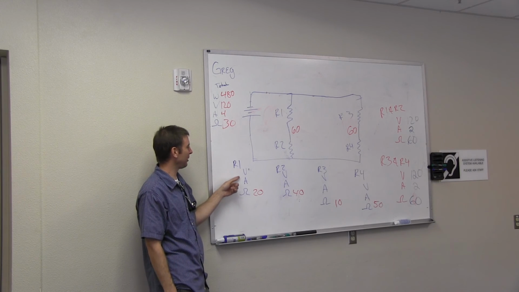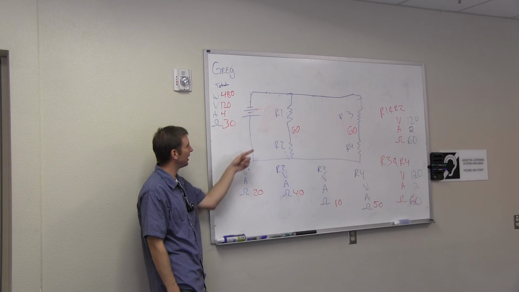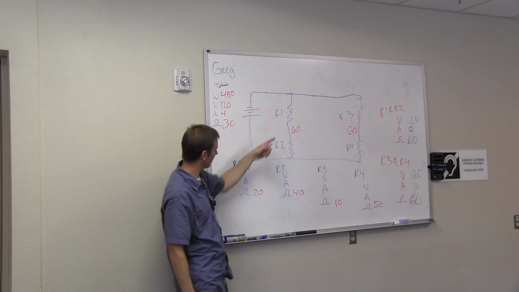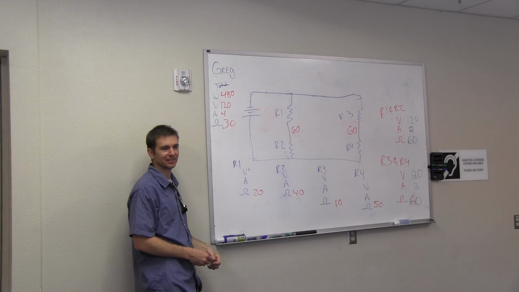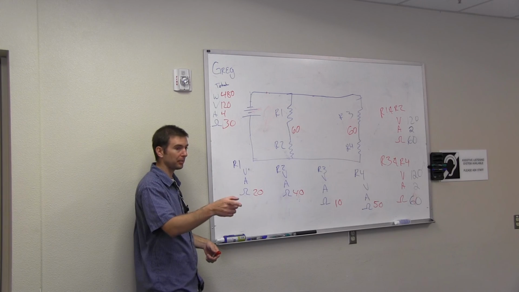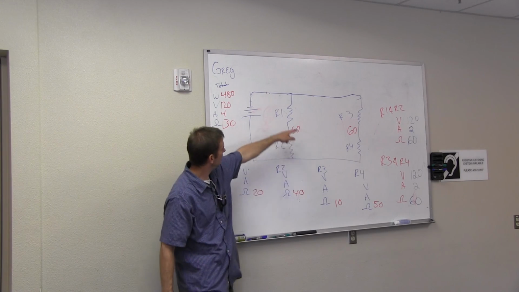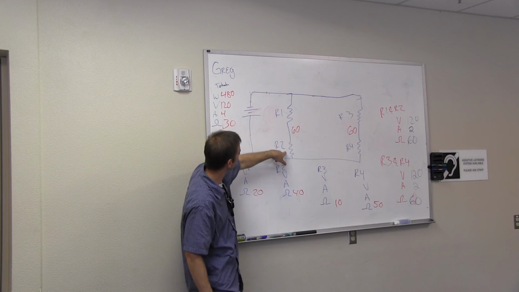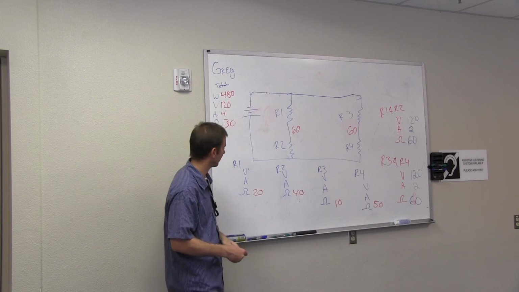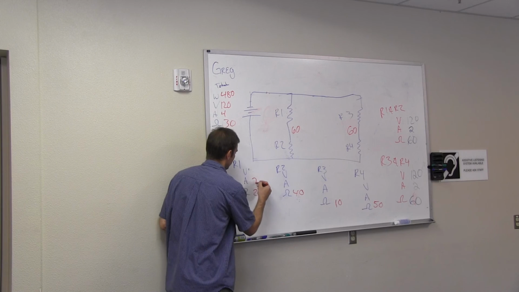R1. What do we know about R1 now that we can fill in these blanks? It's 2 amps. How do we know that? Because we have 2 amps going through this whole thing, right? And if it goes through here, it goes through R1. Very good. So we have 2 amps.